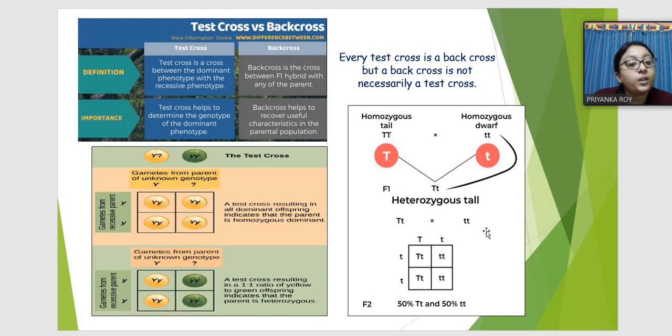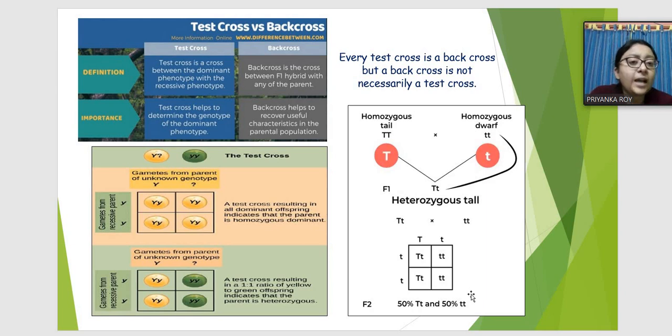So if 100% heterozygous tall is here and then we cross it with a recessive parent or either of the parents, whether it is the recessive parent or the dominant parent, then we will get a cross something like this. If it is with the recessive parent, we will get a cross like this, and in the F2 generation, we will get 50% heterozygous dominant and 50% recessive type. So this back cross helps to recover useful characteristics in the parental population. From the back cross, we can get offspring with a heterozygous combination. Also we can restore the population of the dwarf or the recessive parent. So this is a back cross.